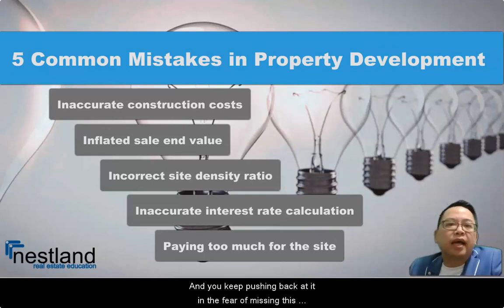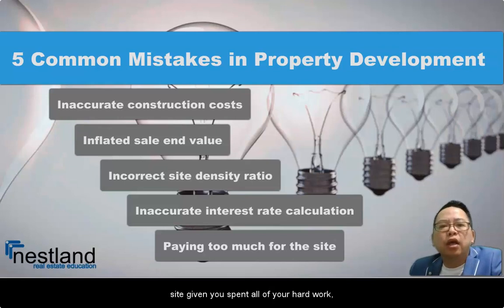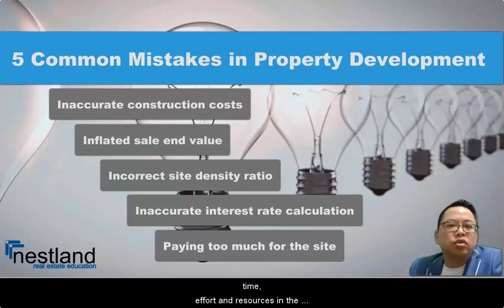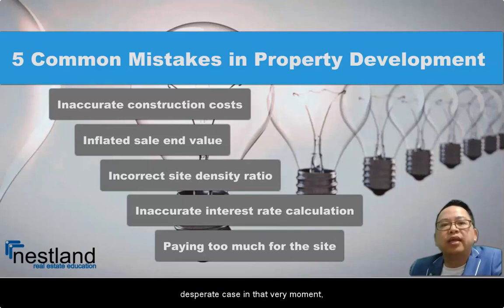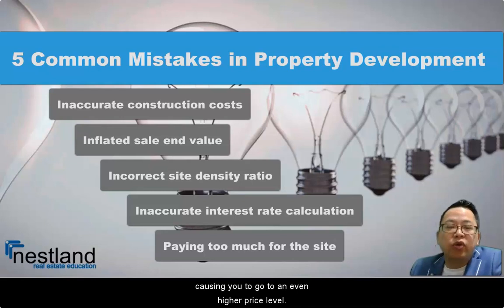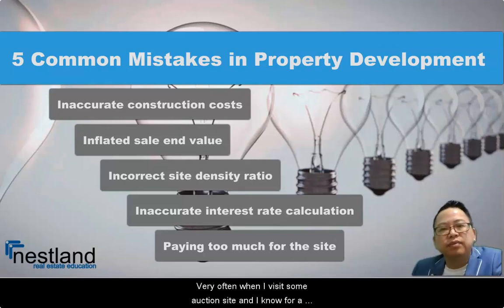And you keep pushing back at it in the fear of missing this site, given you spent all of your hard work, time, effort, and resources in the last few weeks. And you tend to turn into more of a desperate case in that very moment, causing you to go to an even higher price level.